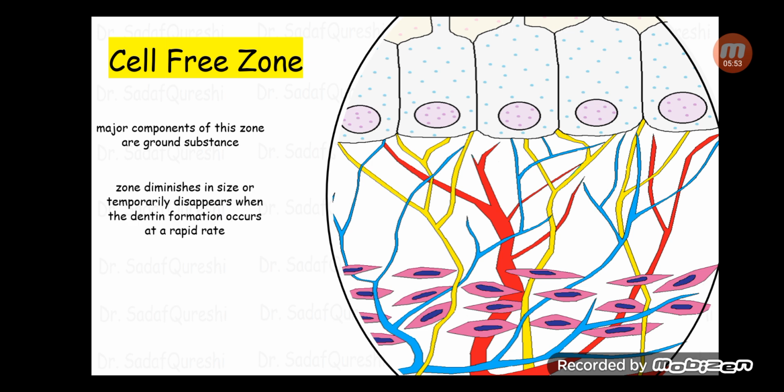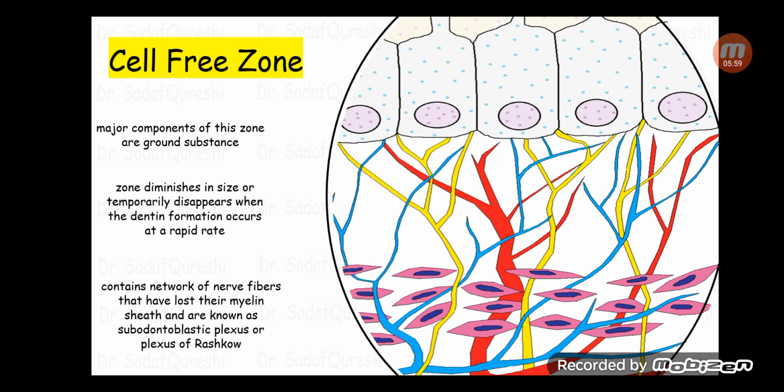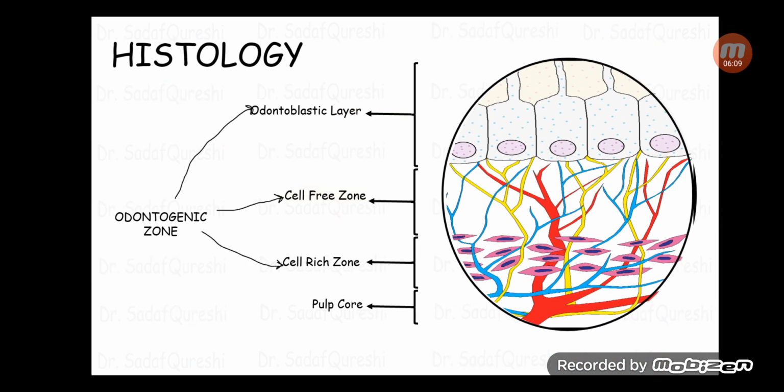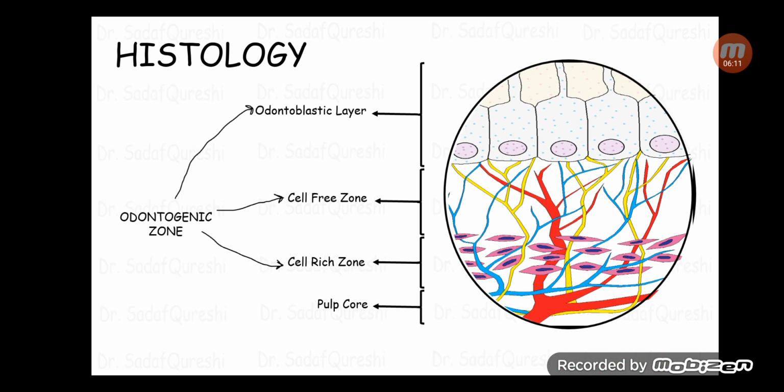The major components of this zone are ground substance, and this zone diminishes in size or temporarily disappears when dentine formation occurs at a rapid rate. This contains a network of nerve fibers that have lost their myelin sheath and are known as the subodontoblastic plexus or plexus of Raschkow. Now we will talk about the third zone of dental pulp, that is called the cell-rich zone.